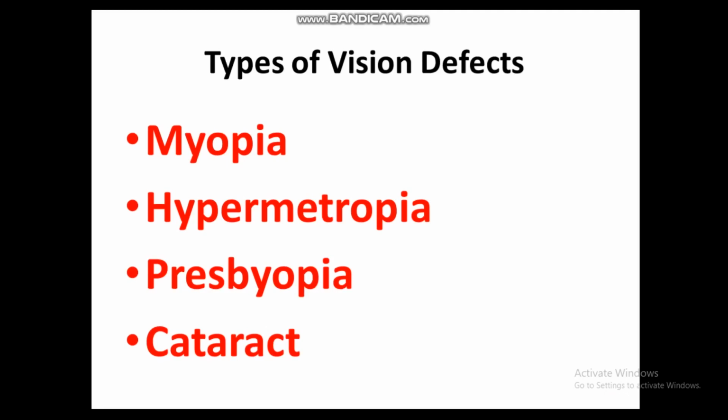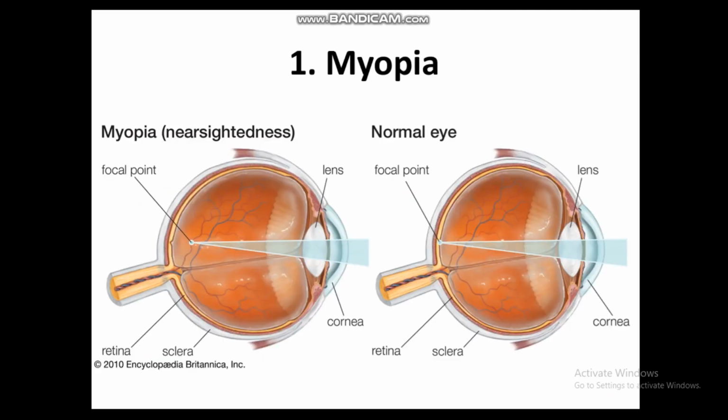The terms may seem vague, but these are very simple, very easy concepts. You will understand very easily. I will explain in detail about these types of defects. The first one we'll be discussing is myopia.